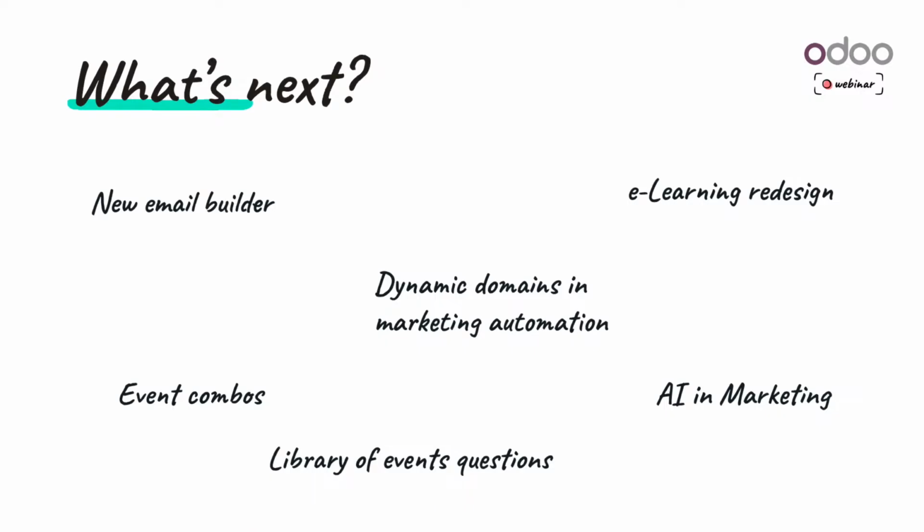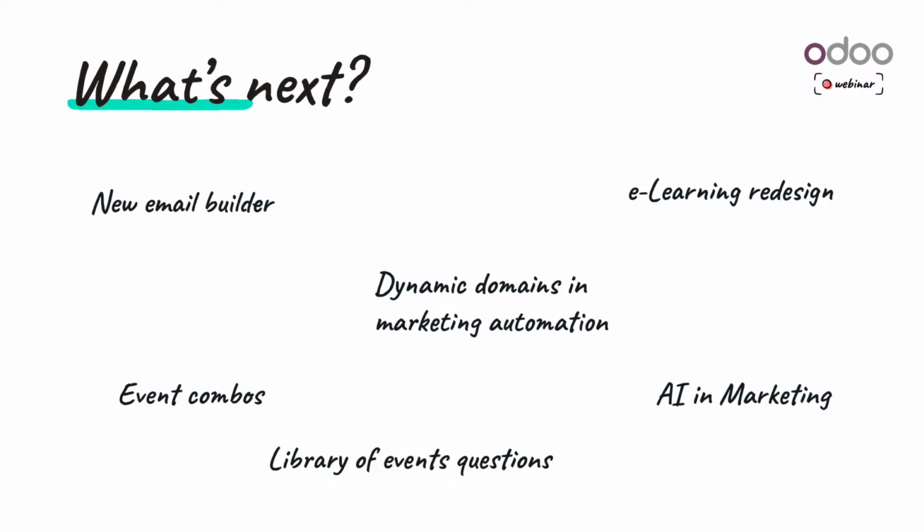With marketing, we also have in marketing automation the fact that we will have dynamic domains, to work with dates, for example, to say, okay, I'm going to send an email in the CRM if the deadline is in 3 days, then I'm going to set up an automation based on that. So those dynamic domains will be coming out with version 19.